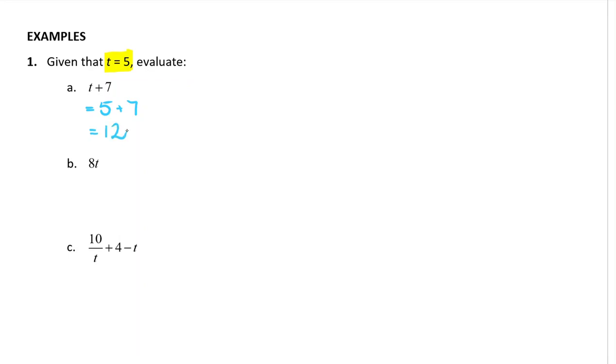Let's do the next one. 8t. Now, because these are next to each other, we know that we need a little times sign in here. So it's going to be 8 times by 5 because t is 5. And second line, 8 times 5 is 40.